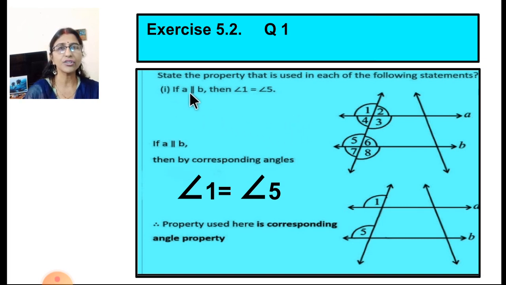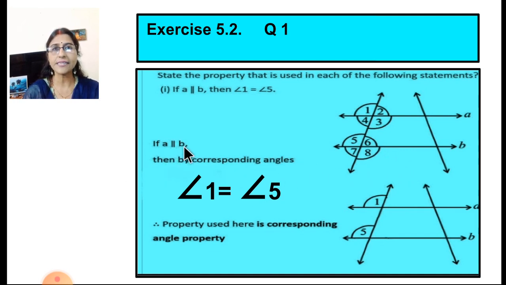And the question is, if A is parallel to B, then angle 1 is equal to angle 5. So now here, how will you write? This is the figure given. So you will draw the figure also in your notebook. When you are writing the solution, you have to draw the figure, because if you draw the figure, you will understand better.